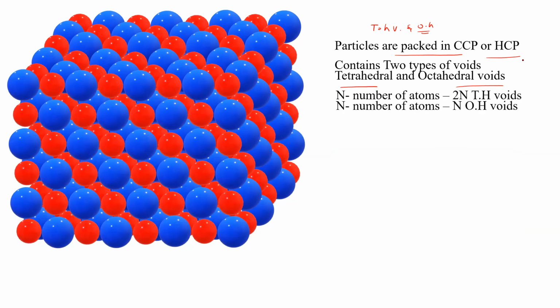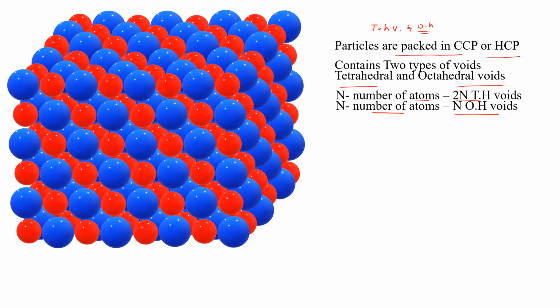Very good. So if n number of atoms are there, there are 2n number of tetrahedral voids. Am I right? These are all the things we already discussed. Suppose n number of atoms are present, then n number of octahedral voids are there. So n number of atoms means n number of octahedral voids, and n number of atoms means 2n number of tetrahedral voids.